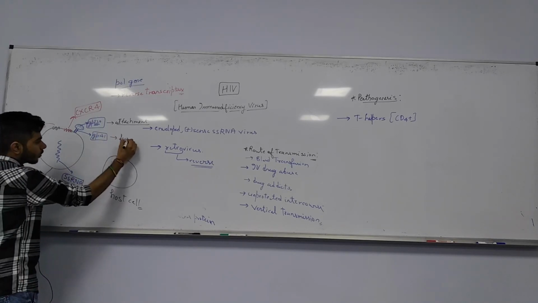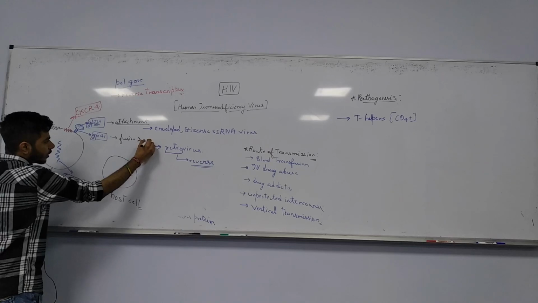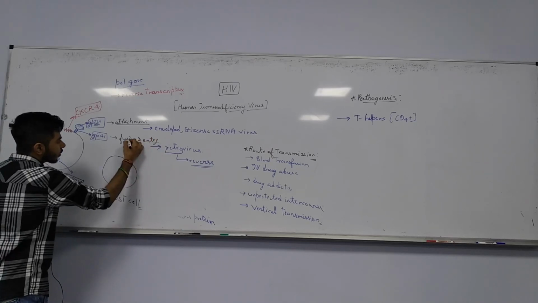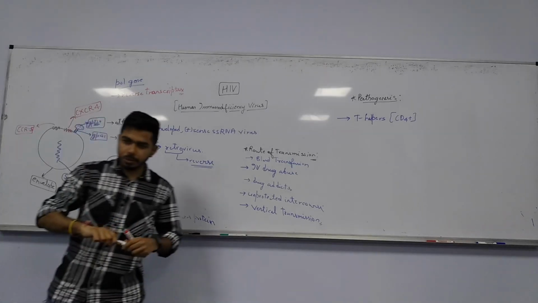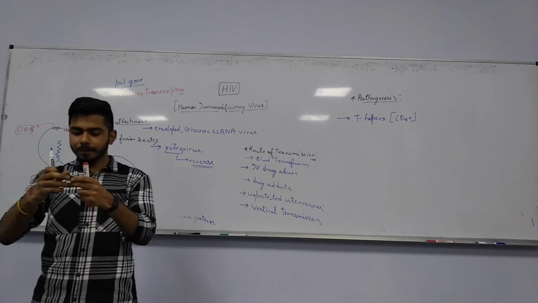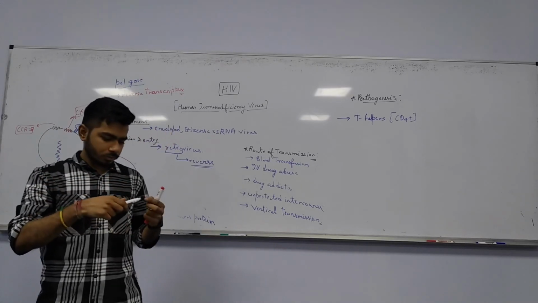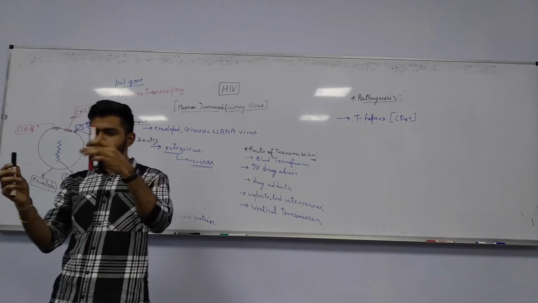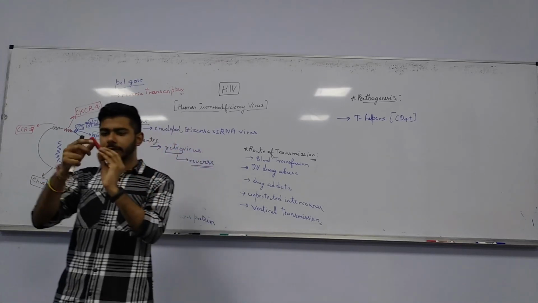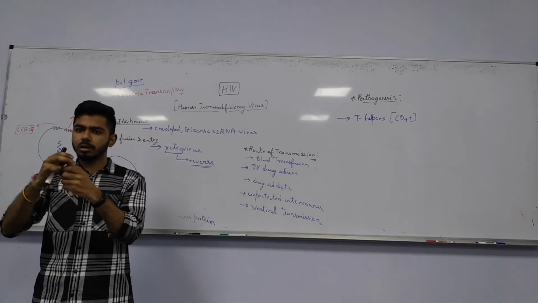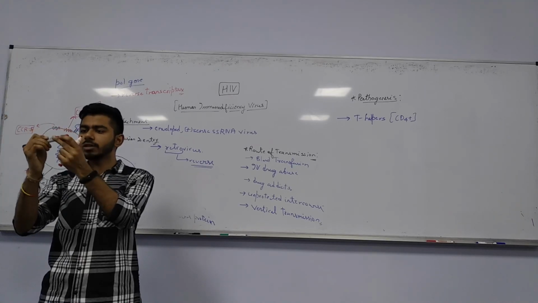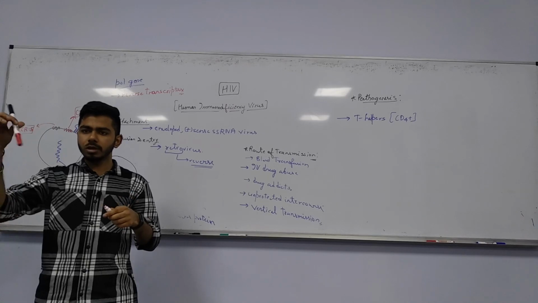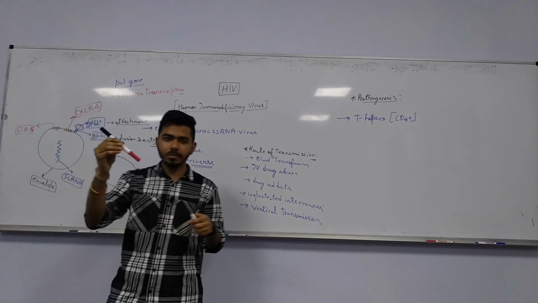GP41 is responsible for the fusion and entry. Understanding? Fusion and entry of this virus into the host cell. So it will be happening like this. For example, this is the host cell, and this is the HIV virus. It has GP120. GP120 will be helping this virus to attach with the host cell.